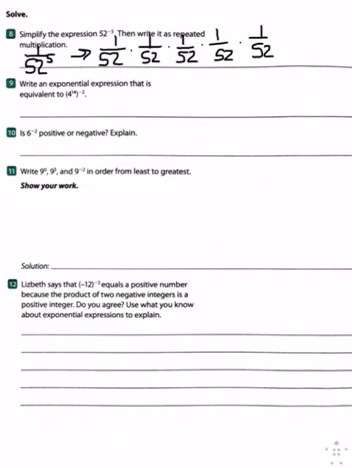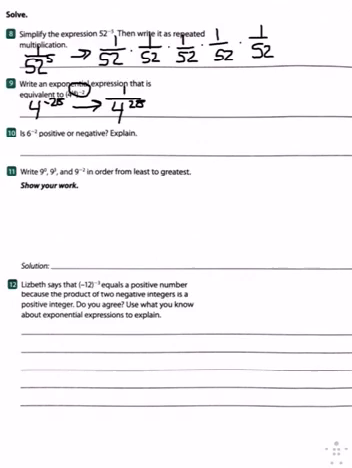Number 9. Write an exponential expression that is equivalent to 4 to the 14th raised to the negative second power. So since we are raising to a power, we're going to multiply those exponents, and we get 4 to the negative 28th power. We then are going to take that and write it as a fraction. All negative exponents must be written as a fraction. So 1 over 4 to the 28th power.